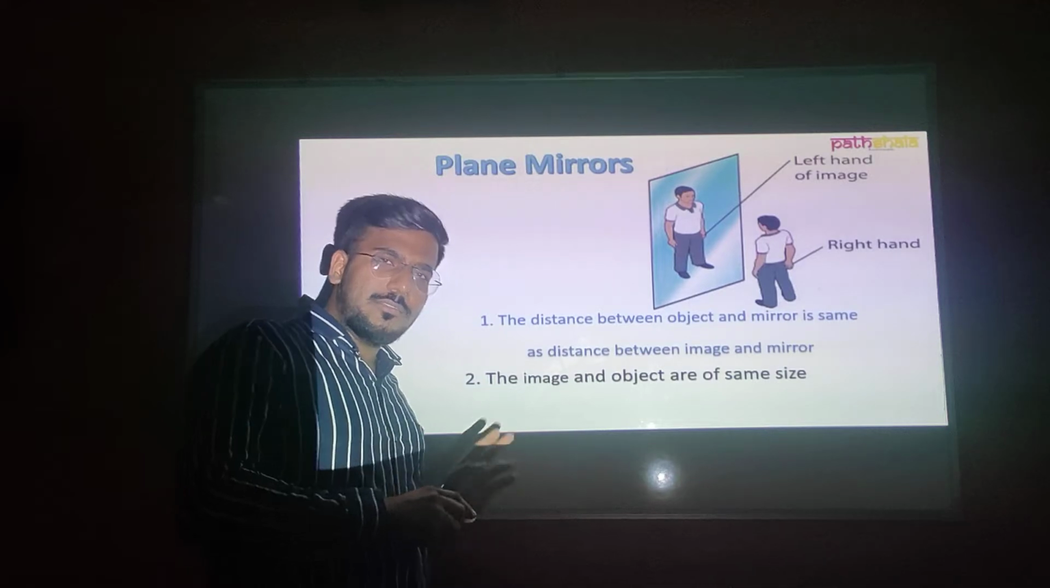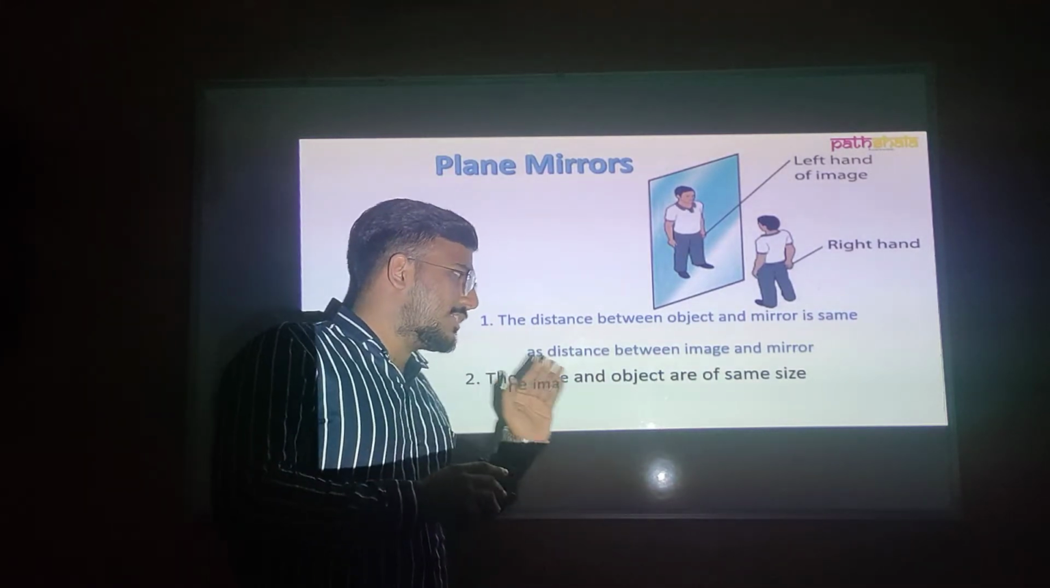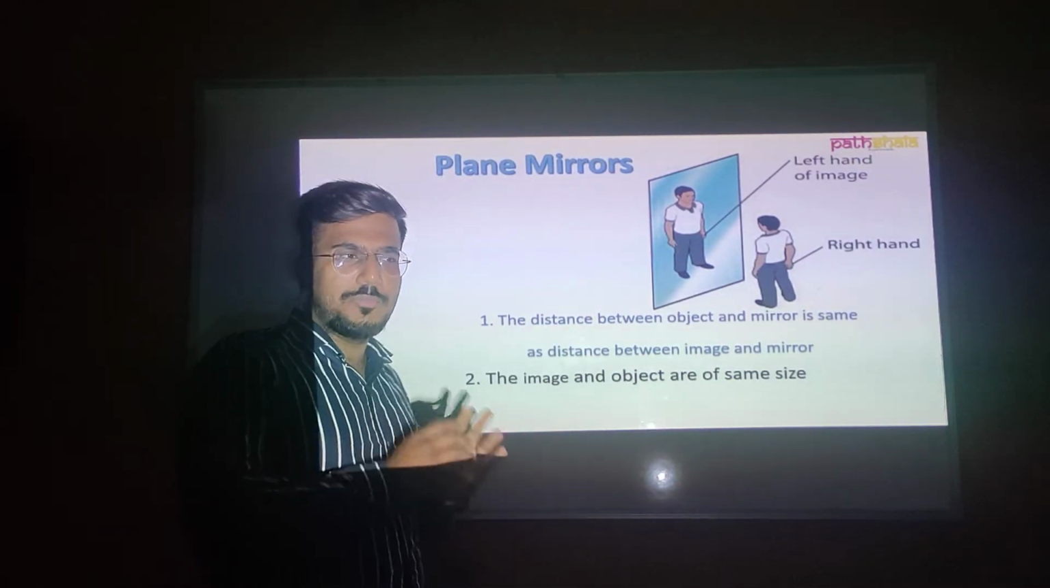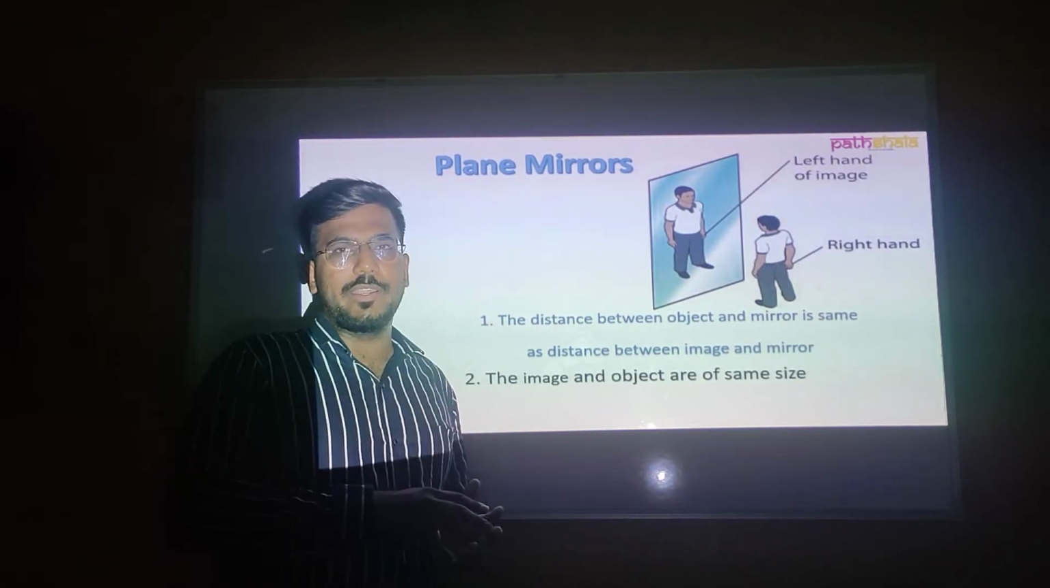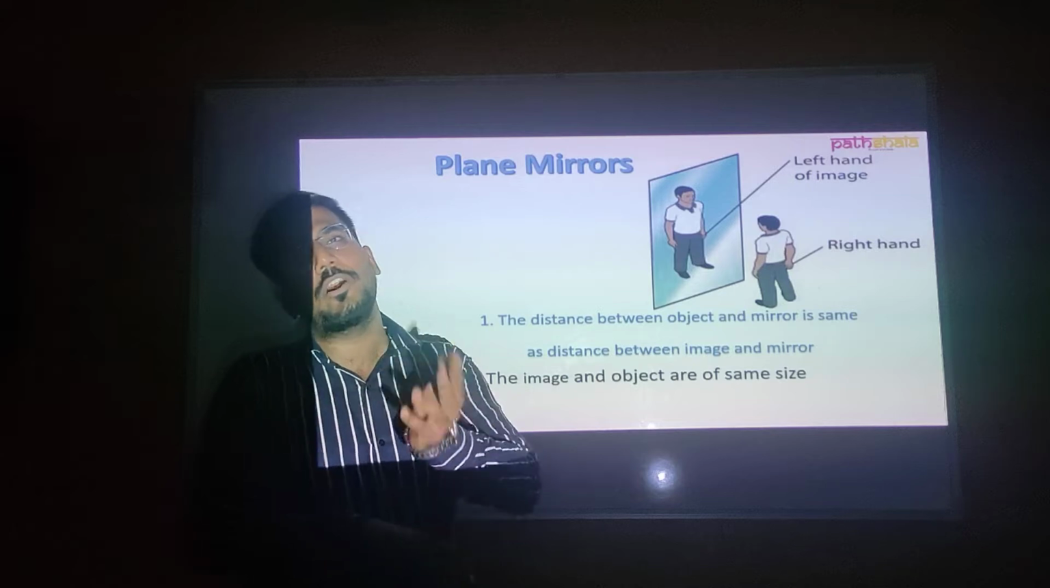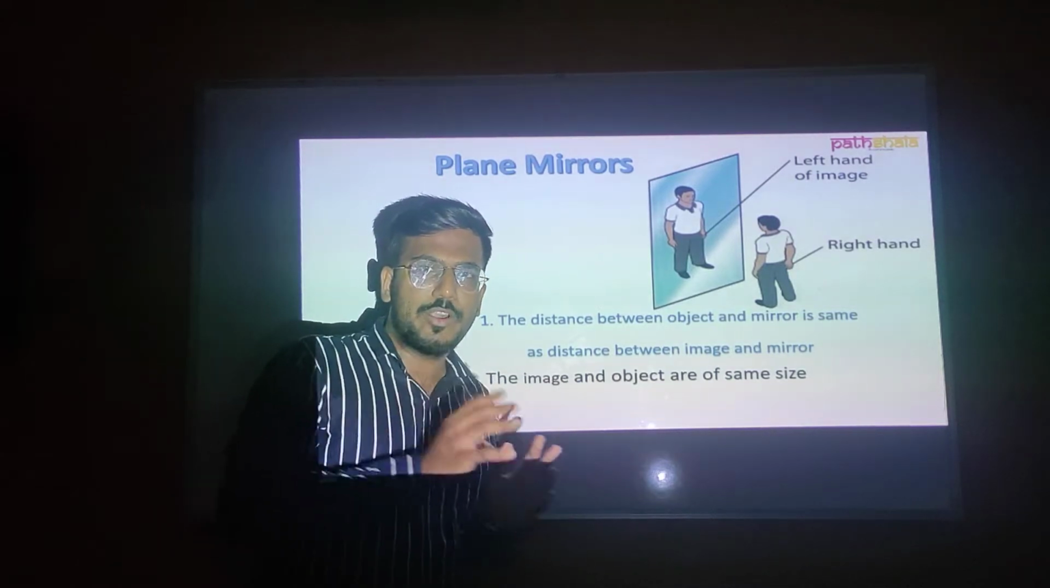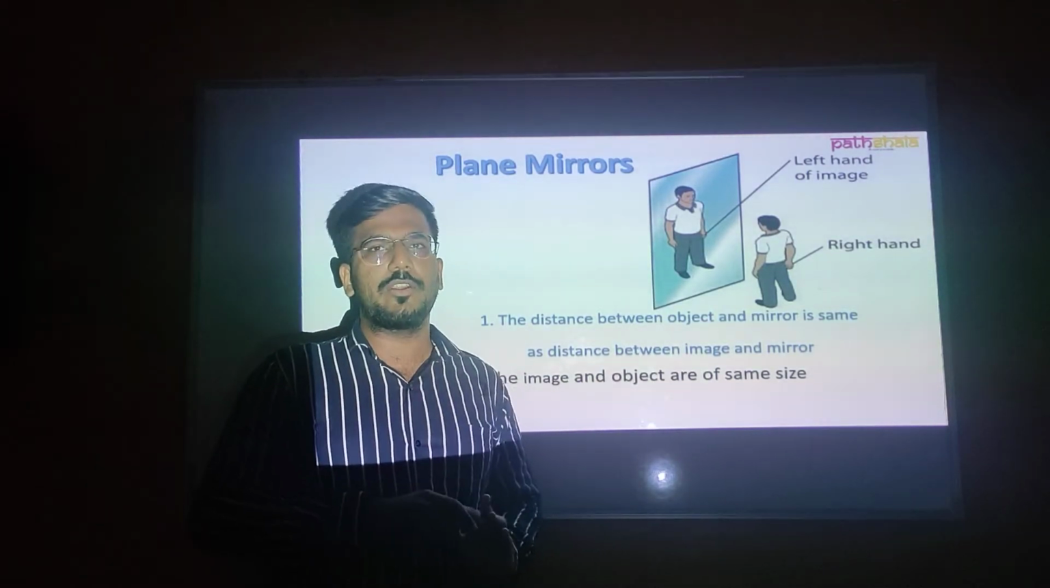Let's see the second property. That is, the image and object are of the same size. Means if the object is of 10 centimeter, the image formed will also be of 10 centimeter only, not big or small. That is the second property of a plane mirror.